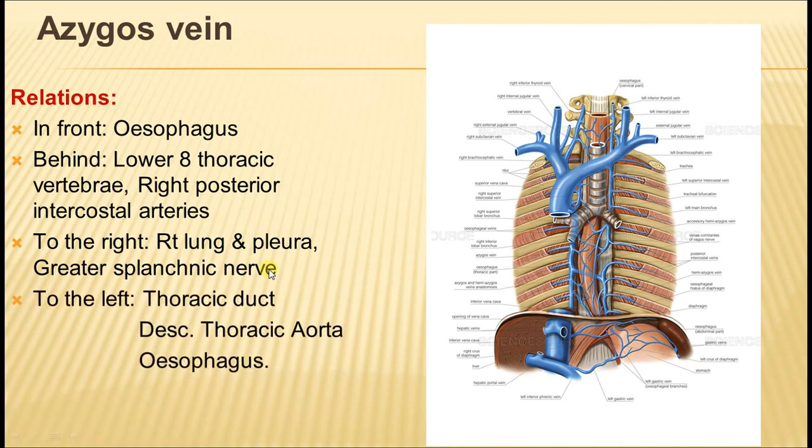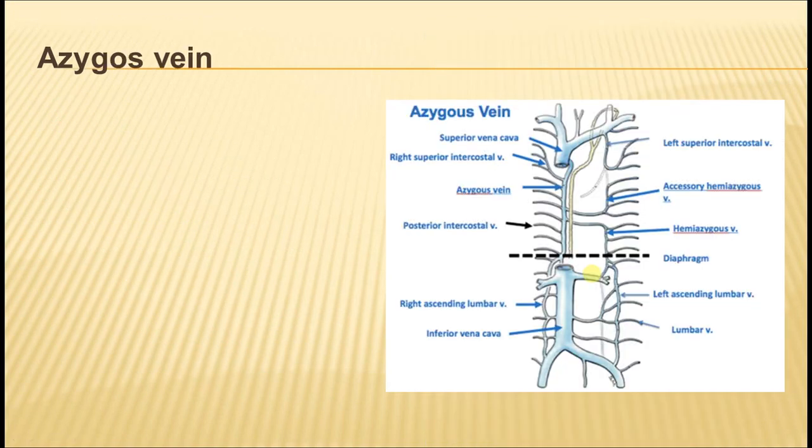To the left, thoracic duct, esophagus and the descending thoracic aorta. So these will be the left side relations. Okay. So these are some of the relations of the azygos vein.